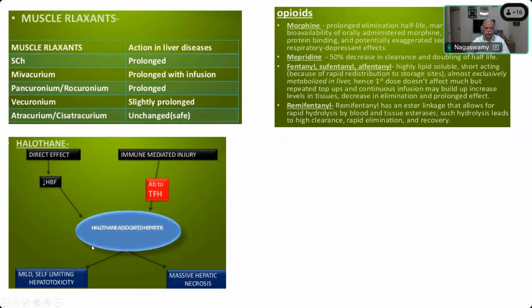Now, halothane. This slide is included mainly from the viva point of view. Halothane-associated hepatitis can be of two types: either immune mediated or direct effect. Direct effect is due to reduction in hepatic blood flow, and immune mediated is because of antibodies to the trifluoroacetyl compound. The mild type 1 or direct effect is mainly self-limiting, whereas the second one, immune mediated, can result in massive hepatic necrosis.